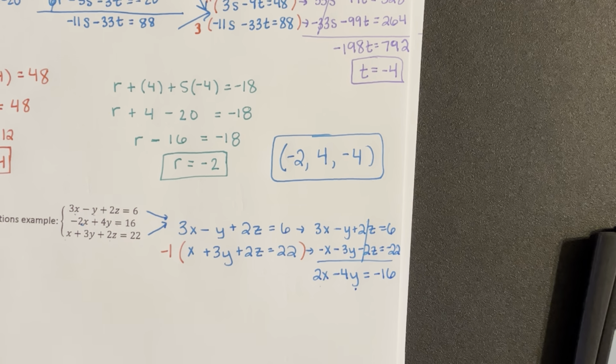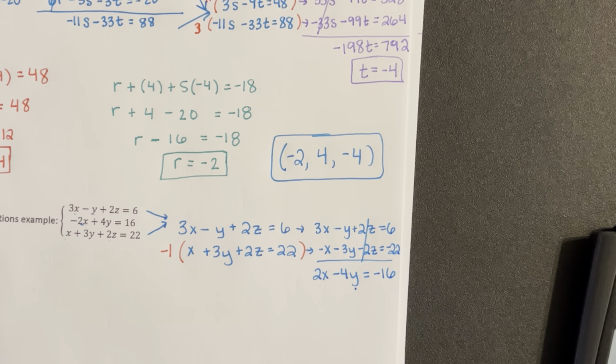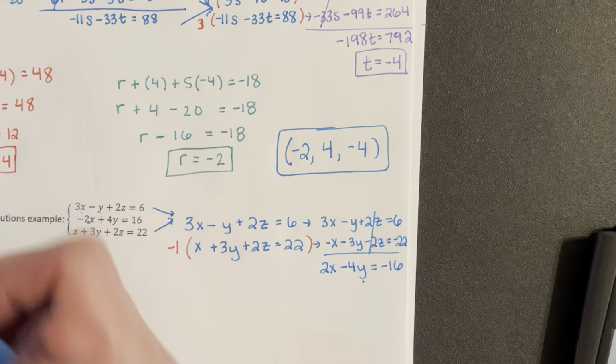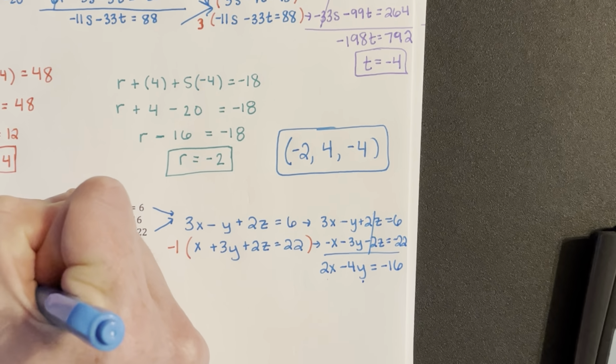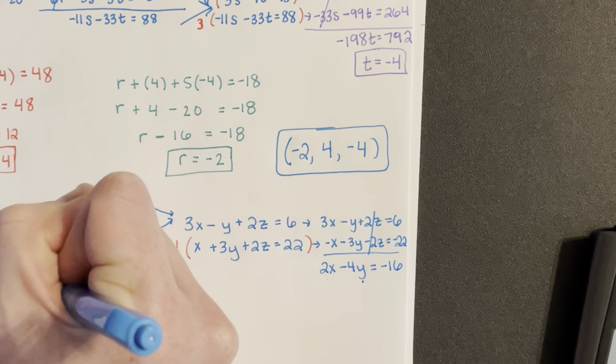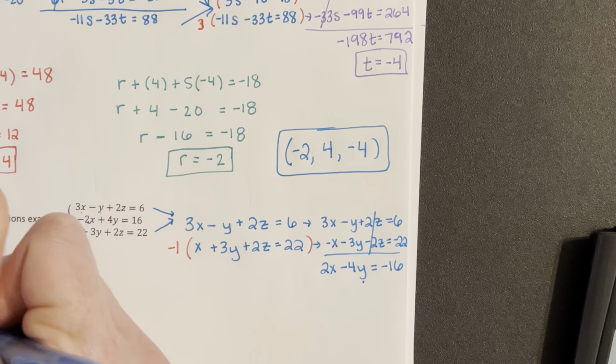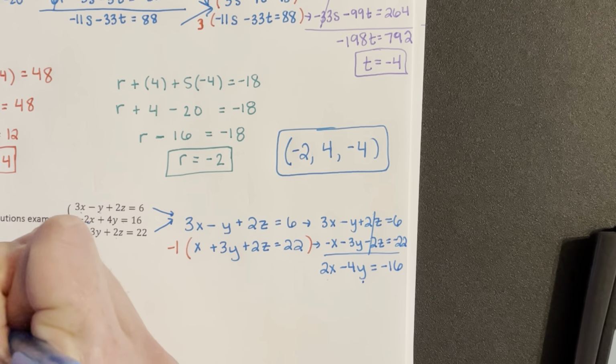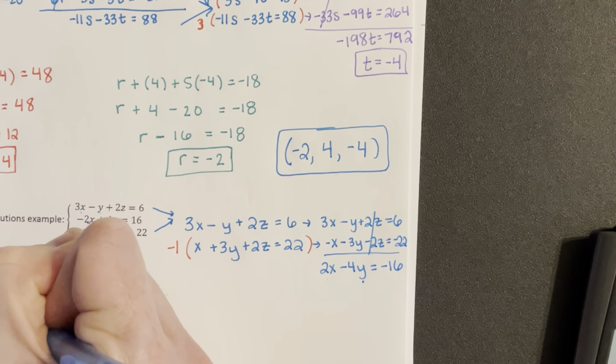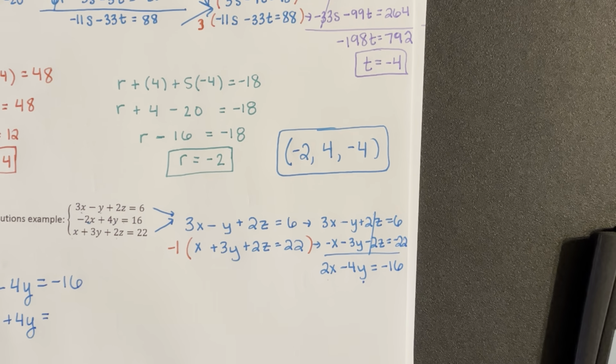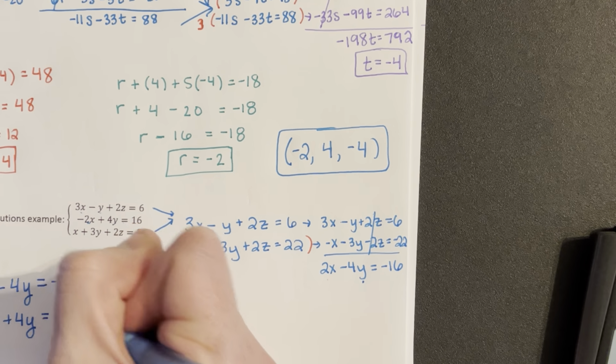We already had one that was x's and y's, so that's why I wanted to get just those two variables together. Now we can set that up. 2x minus 4y equals negative 16. We pin that up against the second equation, which was negative 2x plus 4y equals 16. If I add straight down, what we see is the x's cancel out, but so do the y's. And really, the last ones do too, so I get down to 0 equals 0.